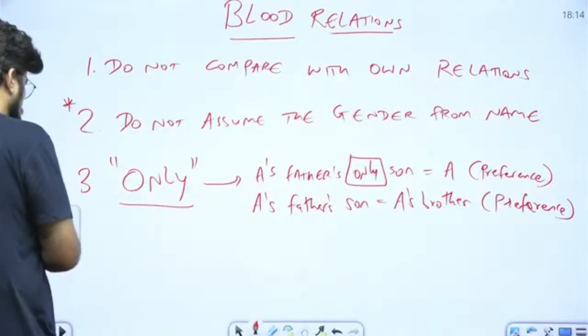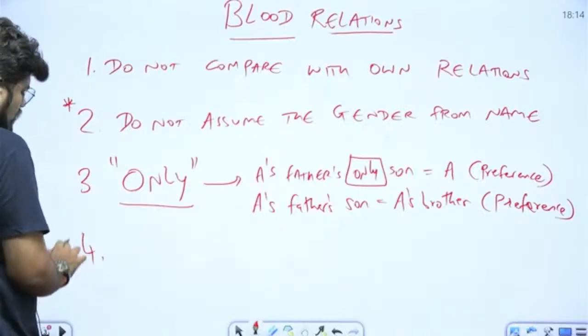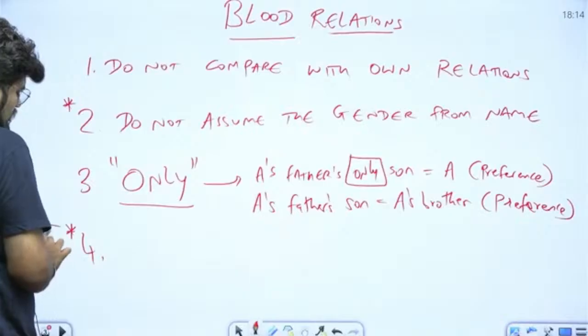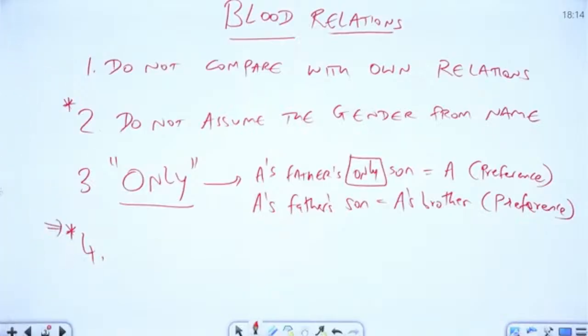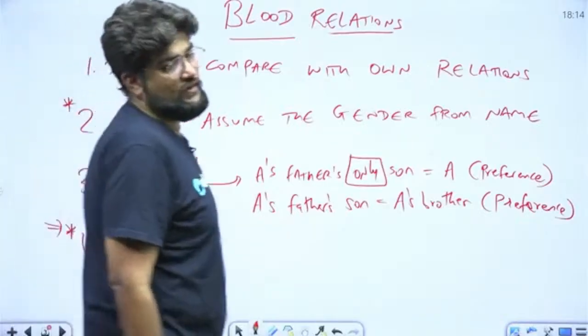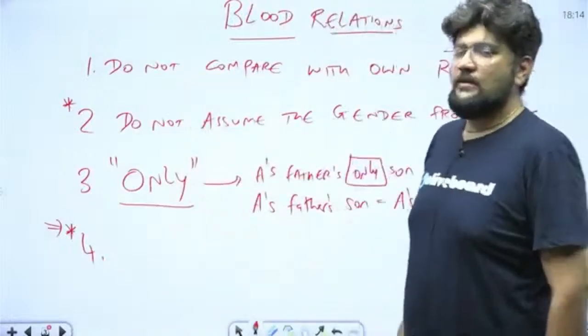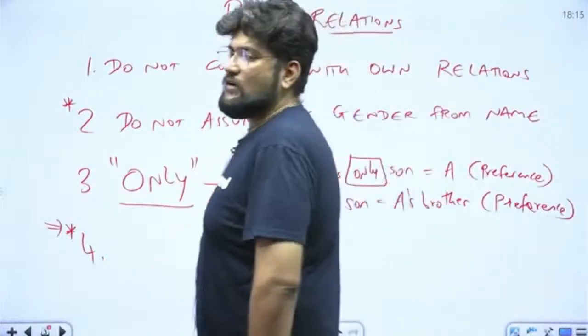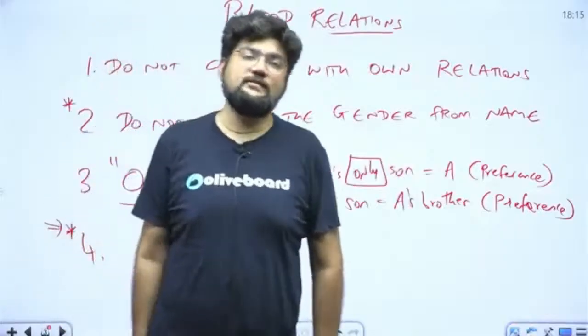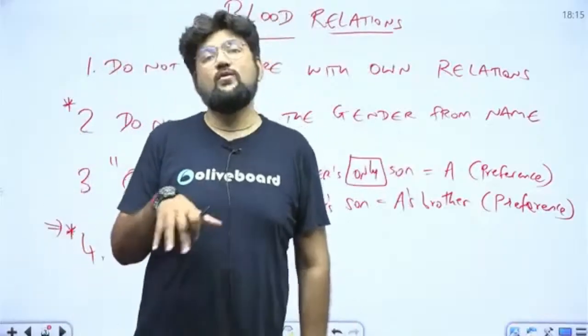There is another point, a fourth point here, which I have almost stopped informing now, because it is not very important. Once upon a time, under blood relations, there used to be a question where they used to count family members, and I have brought one question for you in today's list also. So we'll see that. When you have to count family members, a lot of students by default used to count dead members also.